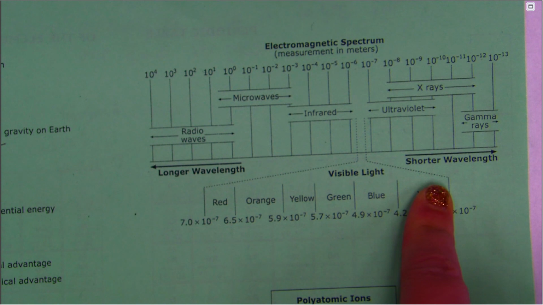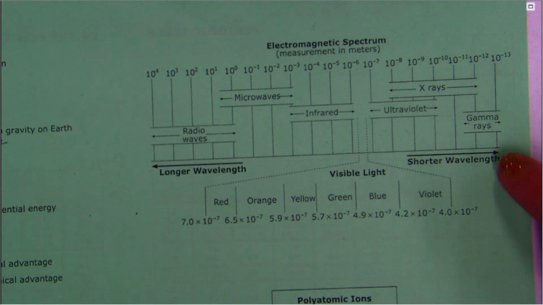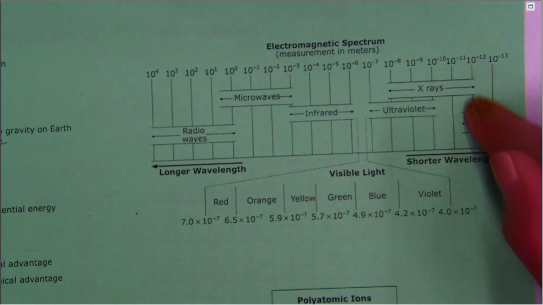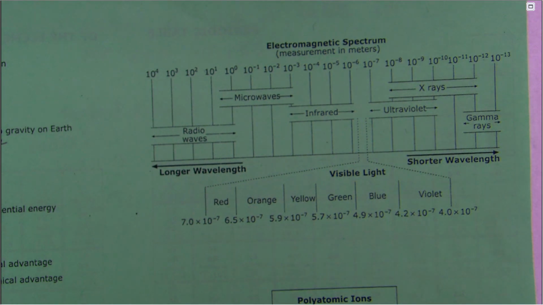And again, what causes all of these different wavelengths? A review from our chemistry unit, and that is the movement of electrons.